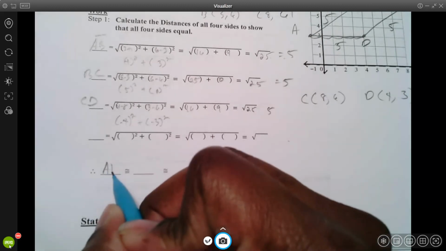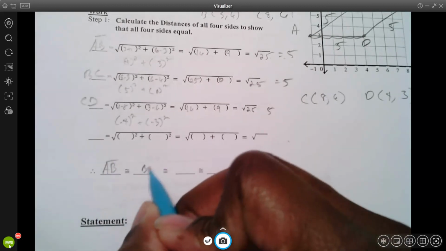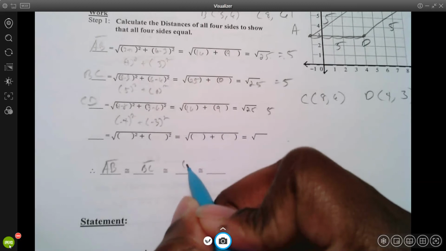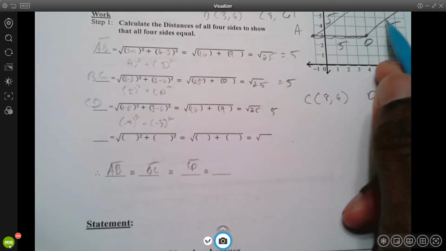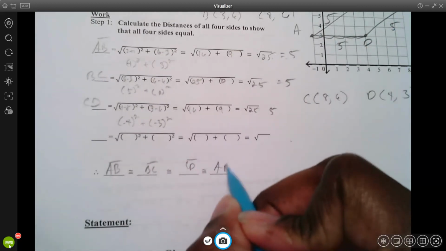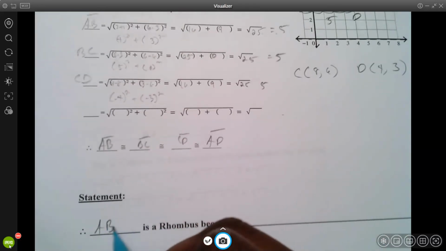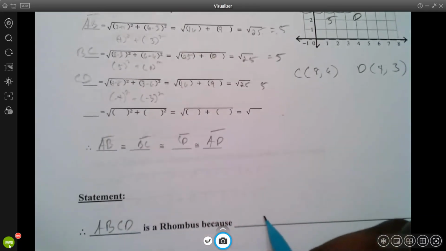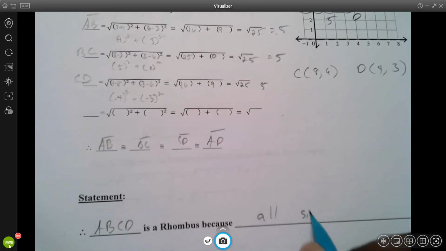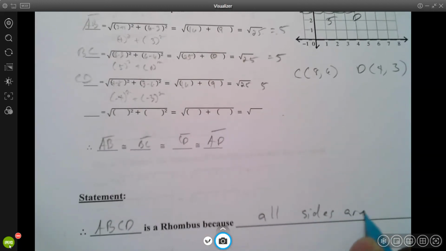So I know that AB is congruent to BC, it's congruent to CD, it's congruent to the one that I did not find, which was AD. So ABCD is a rhombus because all sides are congruent.